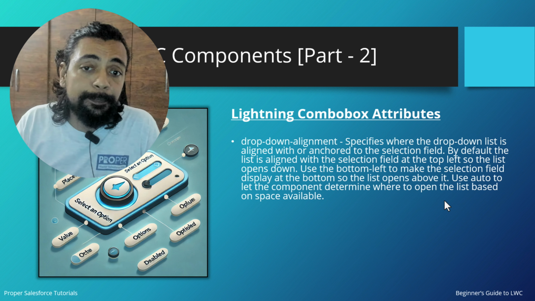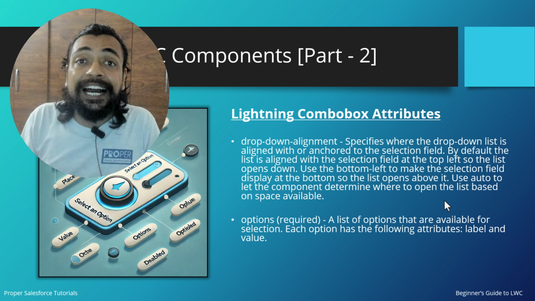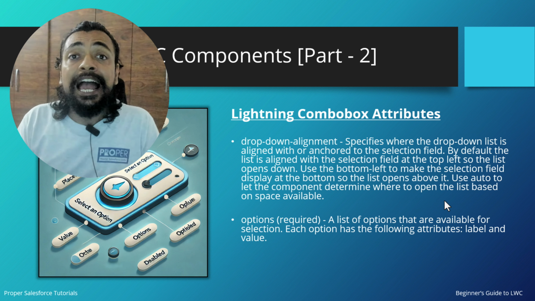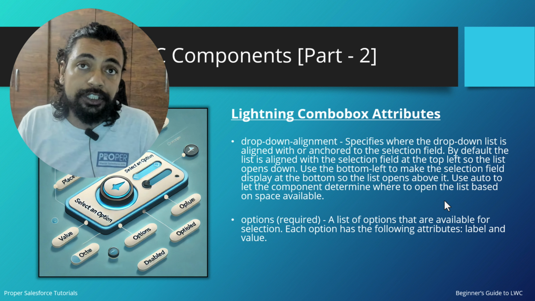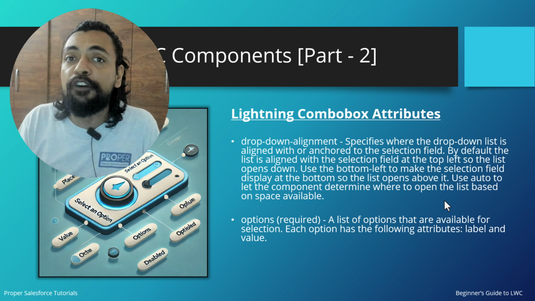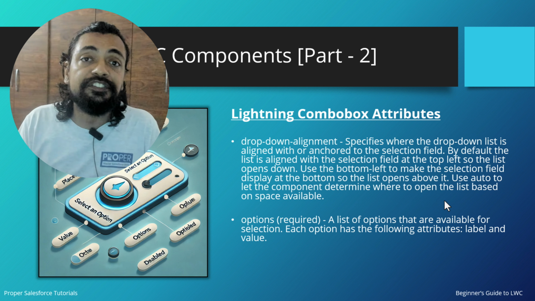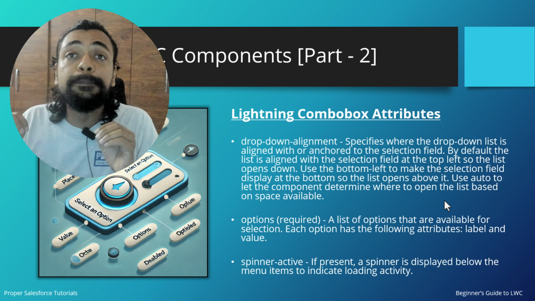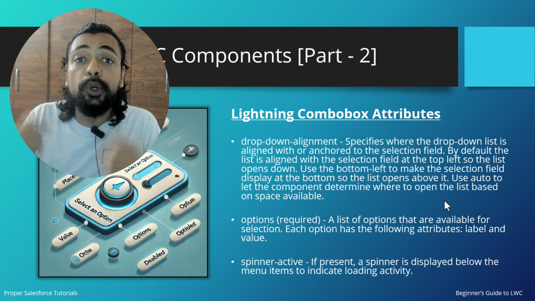Options is another attribute, and it is the required attribute of combo box, so you cannot miss giving this attribute, and it accepts a list of options that will be available for selection. Just like you specified the list of options to the lightning dual list box that we covered in the previous video. Spinner active is another attribute that you can use, and if it is present, a spinner is displayed below menu items to indicate loading activity.